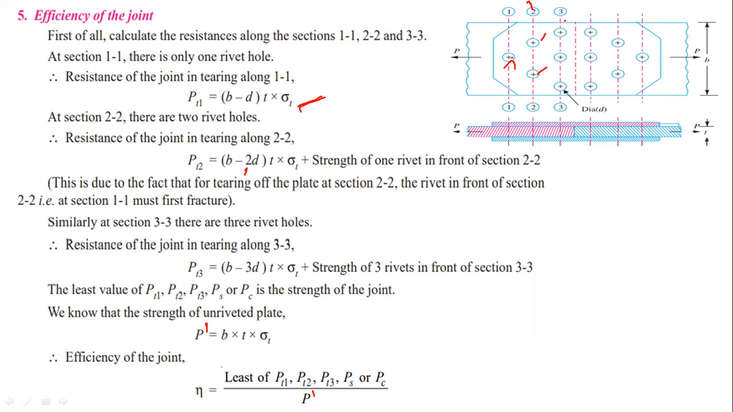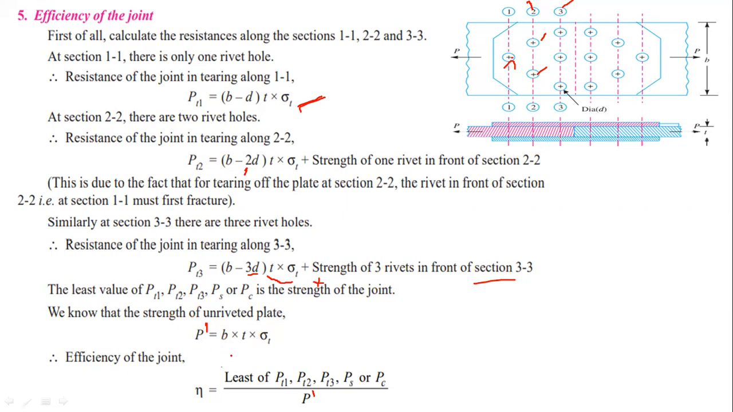In the third row, there are three rivets. So you have to consider the tearing strength for three rivets, that is 3 times the diameter of the rivet for the third row, (B minus 3D) into T into sigma T, plus the shearing strength for the remaining two rows. Here in front of the third row, there are three rivets, so you have to consider three rivets' shearing strength.